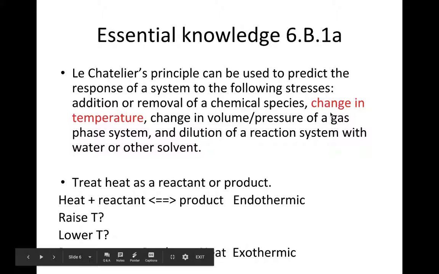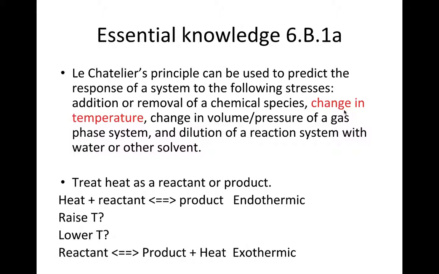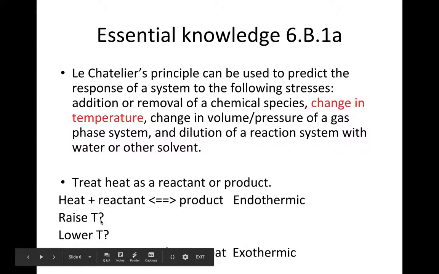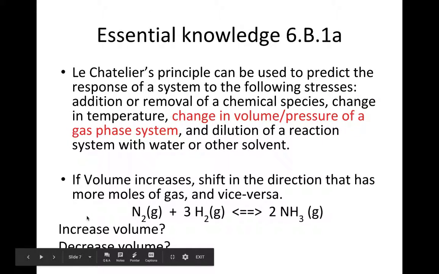Okay, the second stress we want to talk about is change in temperature. When we get to 6B2, we will talk about why changes in temperature cause the kind of stresses that they do. At this point, we're simply using Le Chatelier's principle to predict the direction of shift. In order to predict the temperature effect on an equilibrium, you should treat heat as a reactant or a product. In an endothermic reaction, heat would be a reactant. Heat plus the reactant chemicals makes product. So raising temperature would effectively mean you are adding heat.